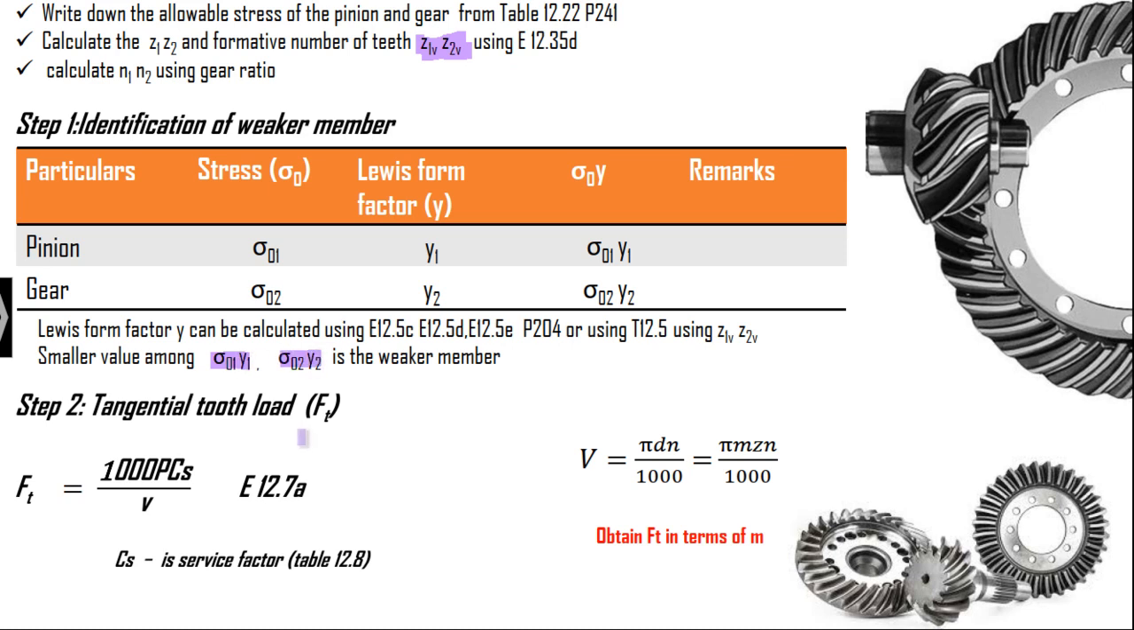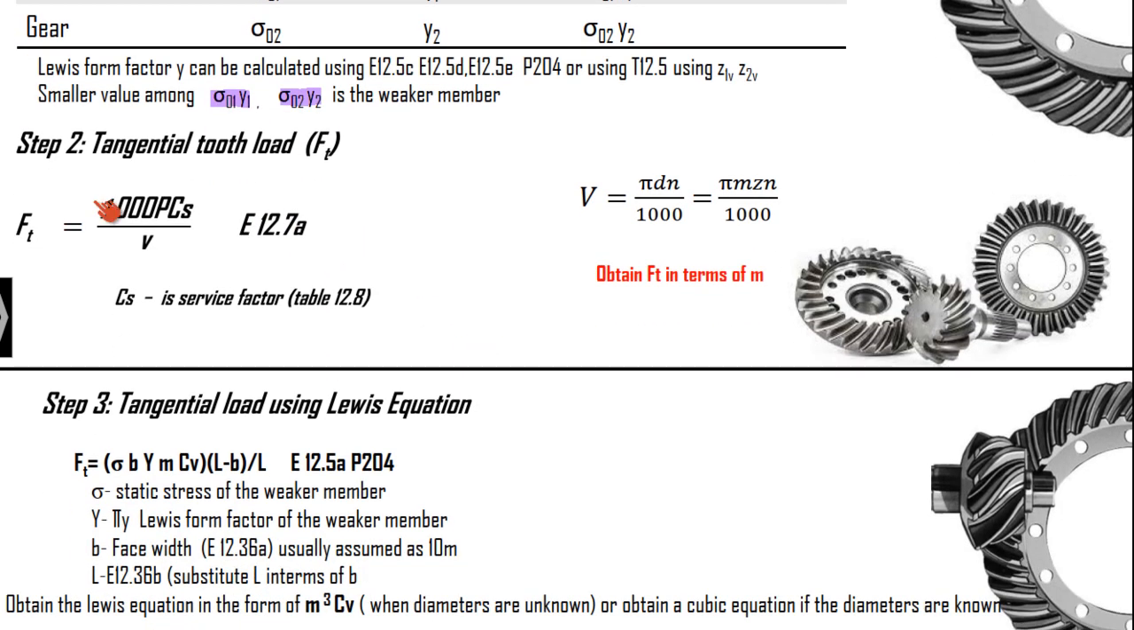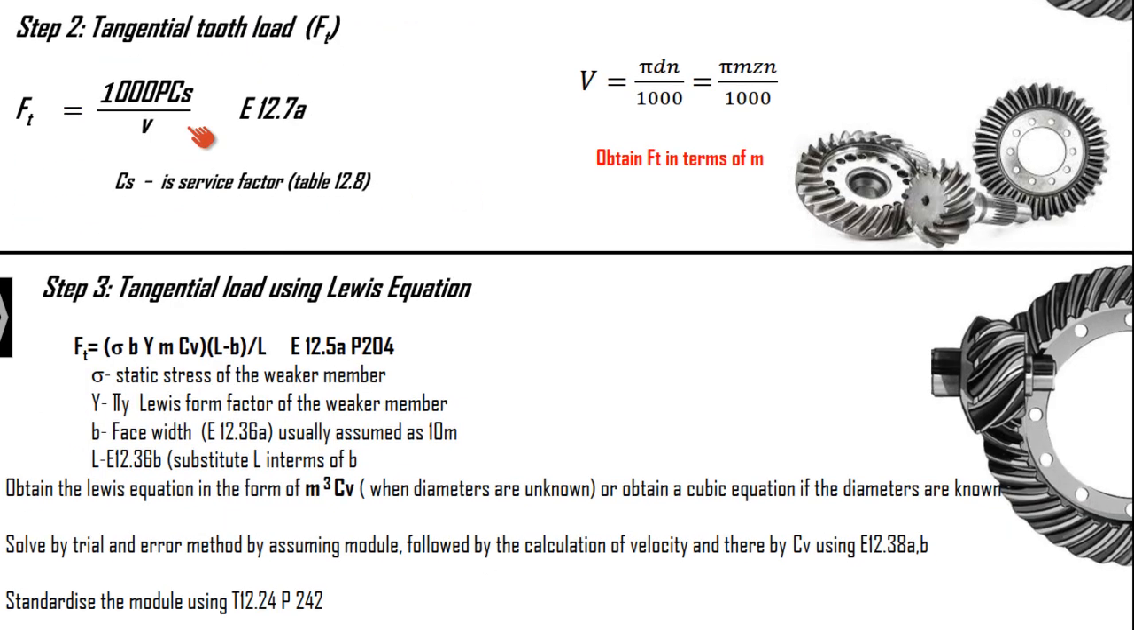This procedure remains the same. And finally, if you move forward, the equation for the tangential tooth load remains the same, 1000 P CS by V. CS is the service factor, same as that of the spur gear. Velocity we have to substitute in terms of module. Here we have only one module M, not like the helical gear. There is no Mn or Mt. It is only one module M. So, substitute the velocity in terms of module and obtain the Ft value in terms of module.